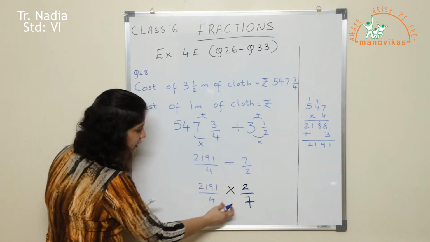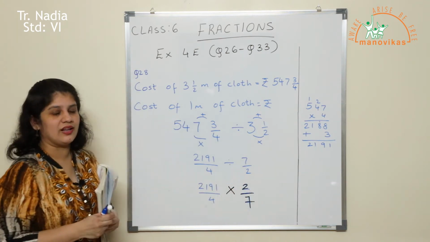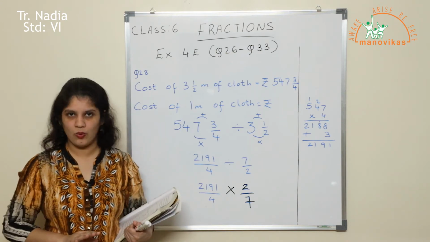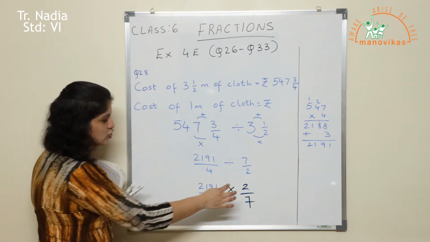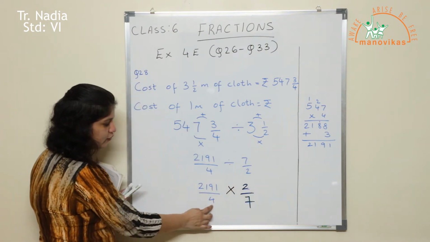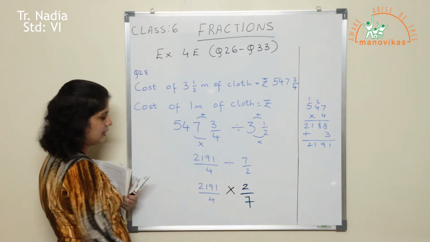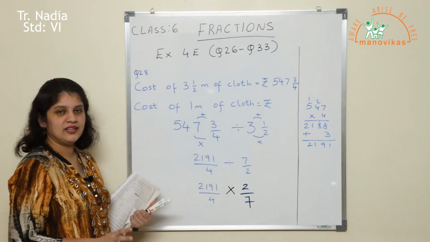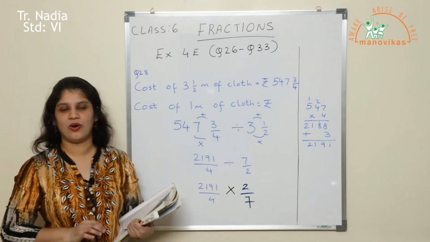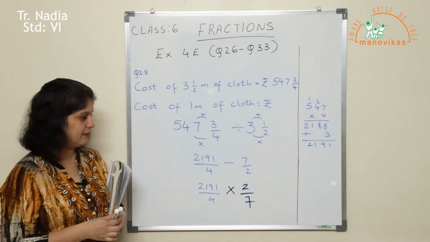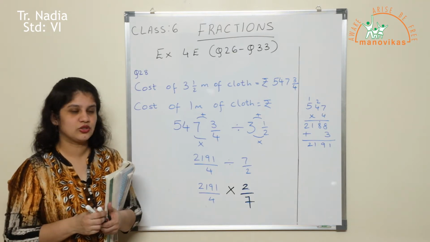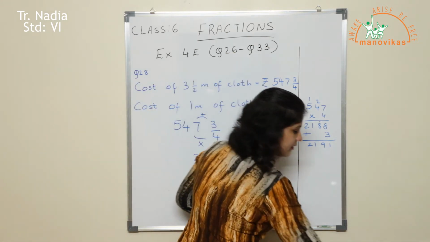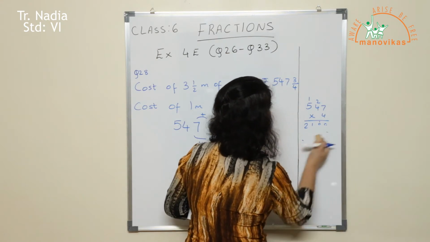So you can look here, 2 and 4 can be reduced. Remember children, once again I am telling you all, when you are reducing, it has to be one number from the numerator and one number from the denominator. So I can reduce 2 from the numerator and 4 from the denominator using the 2 times table. Then you have 7 and 2191. Try if you can reduce 2191 using the 7 table. If you are not sure what is to be done, the best thing is to use the factorization step and that will help you to reduce.